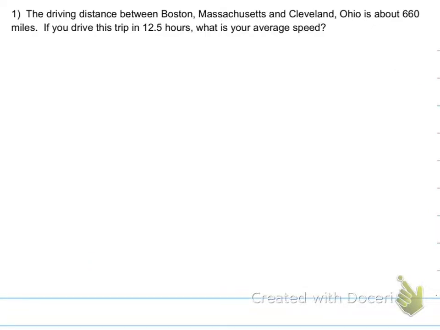So the first problem, the driving distance between Boston, Massachusetts and Cleveland, Ohio is about 660 miles. If you drive this trip in 12.5 hours, what is your average speed? Well, we should recognize that we're dealing with miles, hours, and speed. So one of the first things that should come to mind would be the distance formula. Distance equals rate times time.